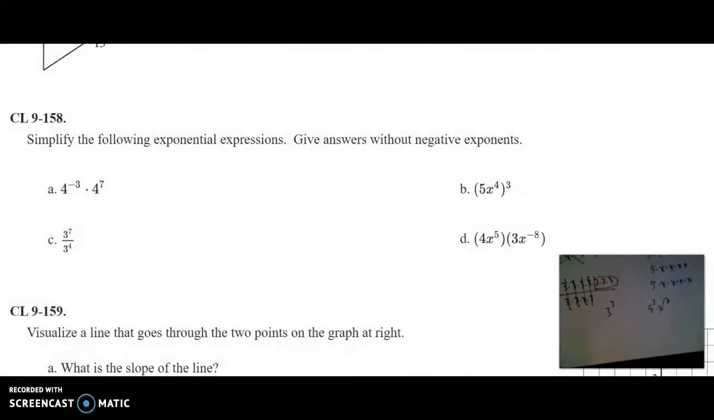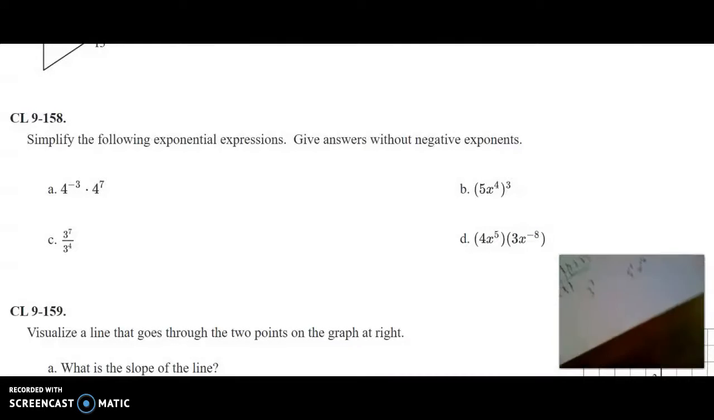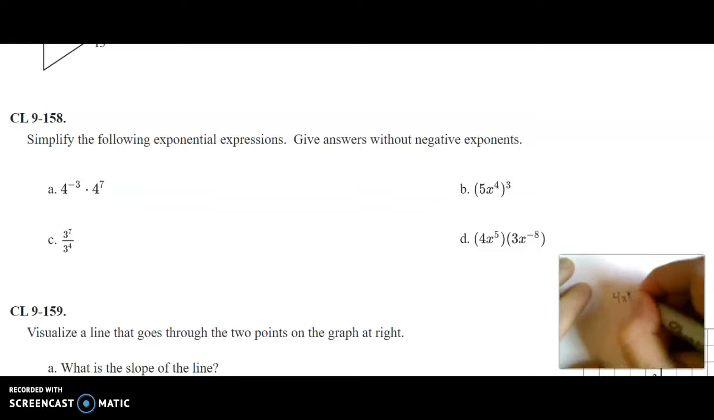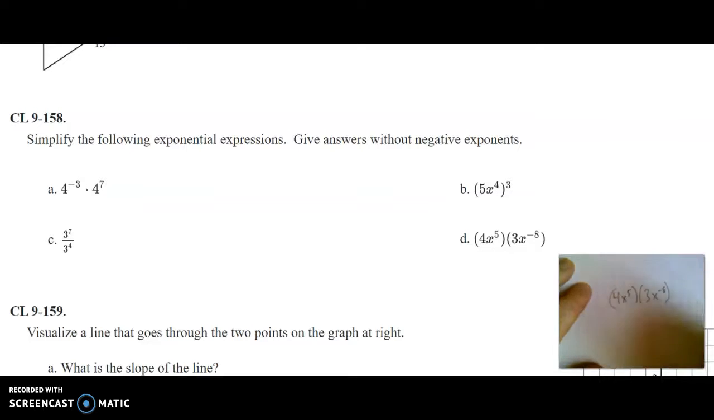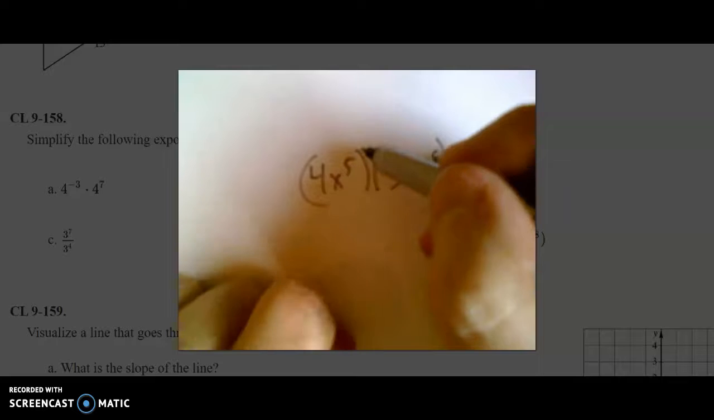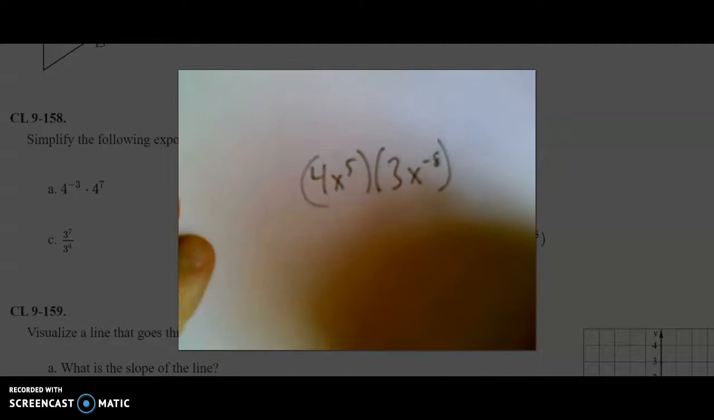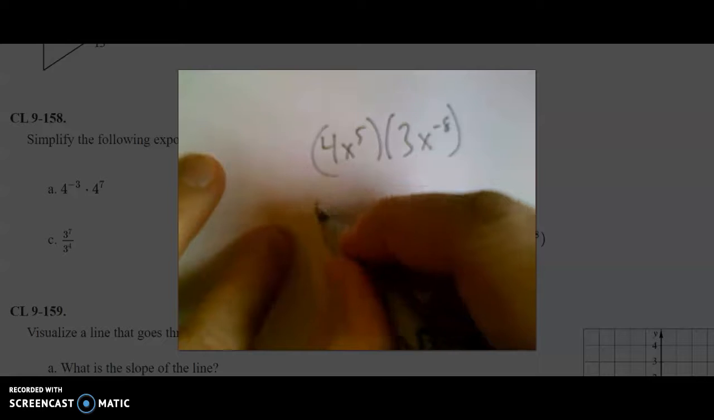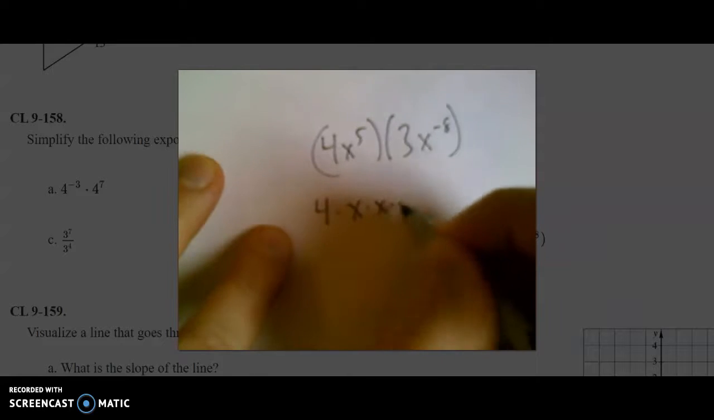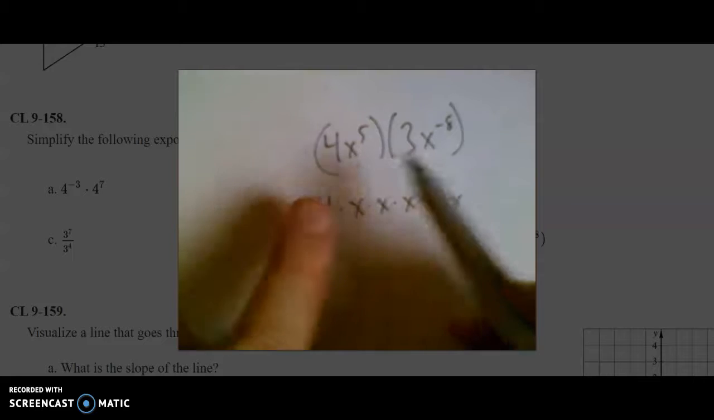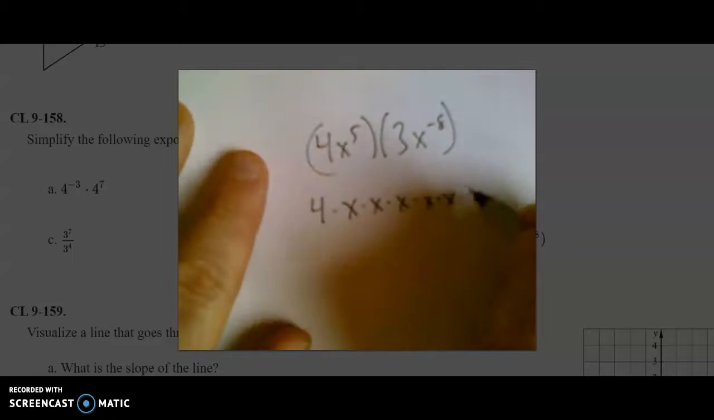And the final problem, probably the most difficult problem, we have 4x to the fifth times 3x to the negative eighth. So this problem does not have an exponent on the outside of the parenthesis. I'm going to write this out the long way. So 4x to the fifth looks like 4 times x times x times x times x times x times, because you're multiplying these together, so it's just times another 3.